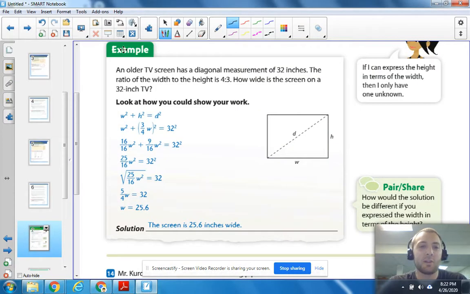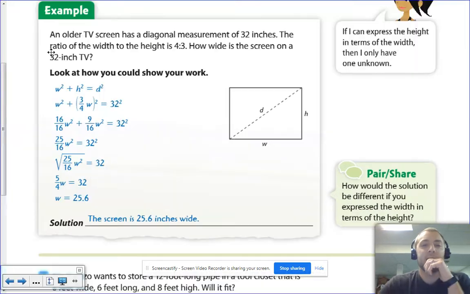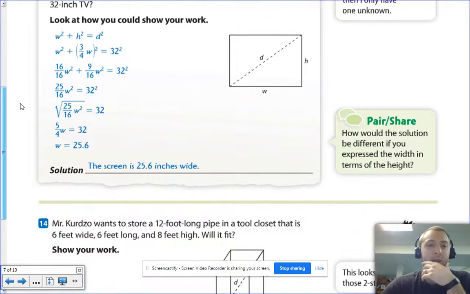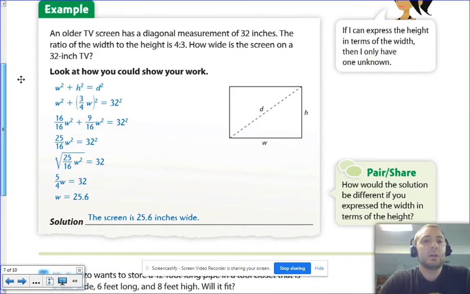Sorry, a little bit of technical difficulties there. Take a look at the example at the top of page 216. It says study this example, and then we're going to go through the 3 examples after that. It says an older TV screen has a diagonal measurement of 32 inches. So I don't know if you knew that, but if you get a 50-inch screen, that's the diagonal measurement of it. So this dashed line going across the diagonal, that would be how they measure TVs. The ratio of the width to height is 4:3. How wide is the screen of the 32-inch TV?